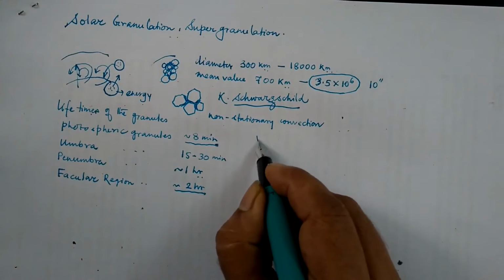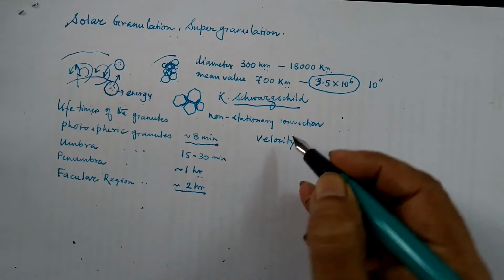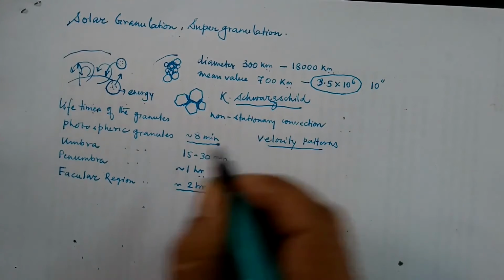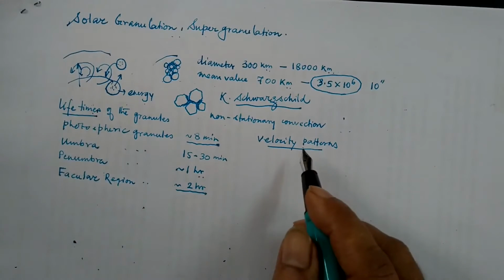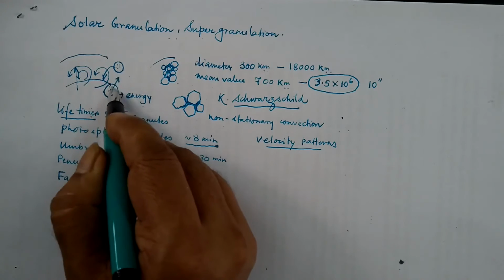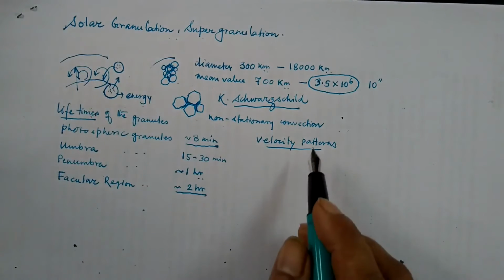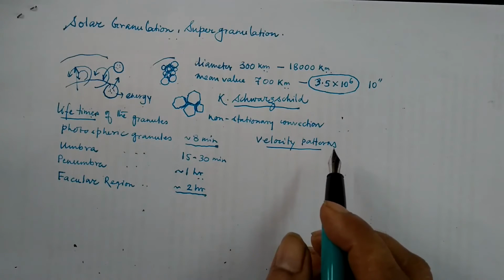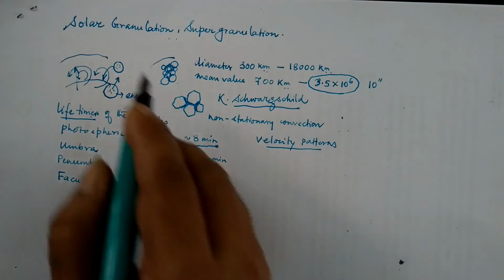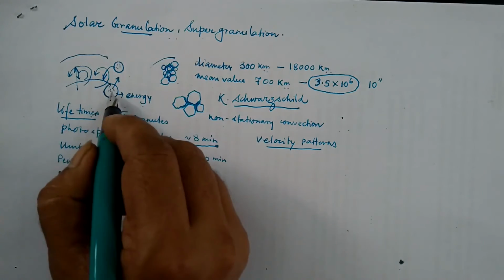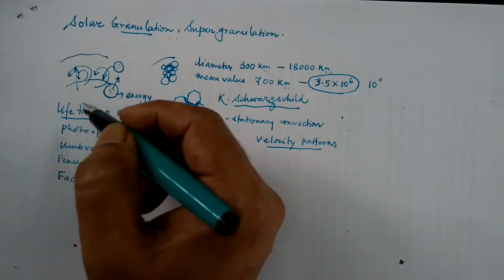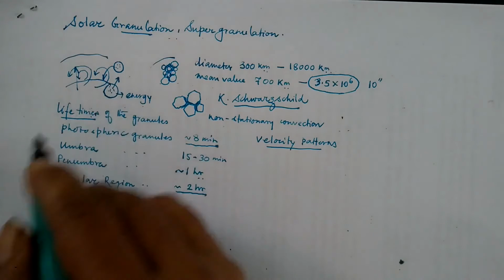Then there are velocity patterns. These cells go up and come down. So what is the rate? What is the velocity with which it goes up? Now this velocity pattern we can study in two different ways. Now that we are talking about granulations, granulation essentially means that these cells have a vertical velocity. And vertical velocity is easy to measure.